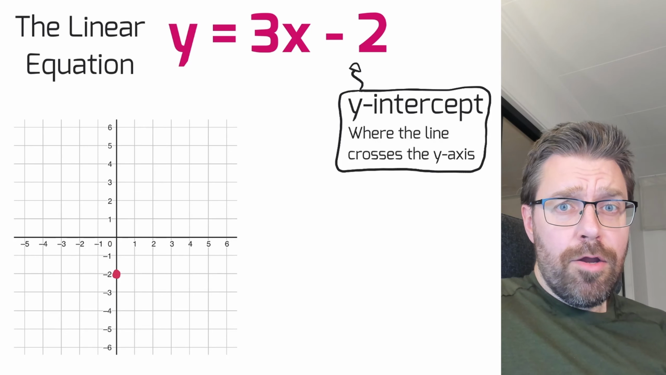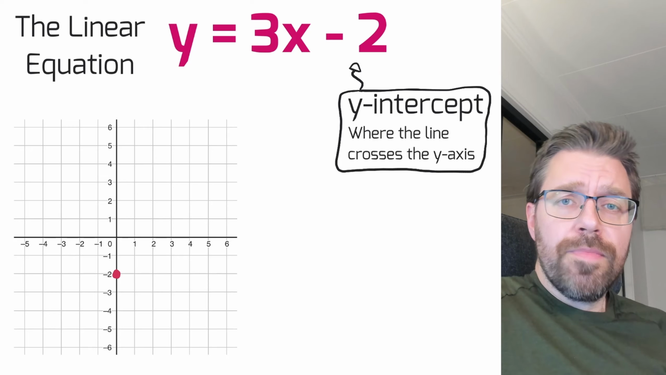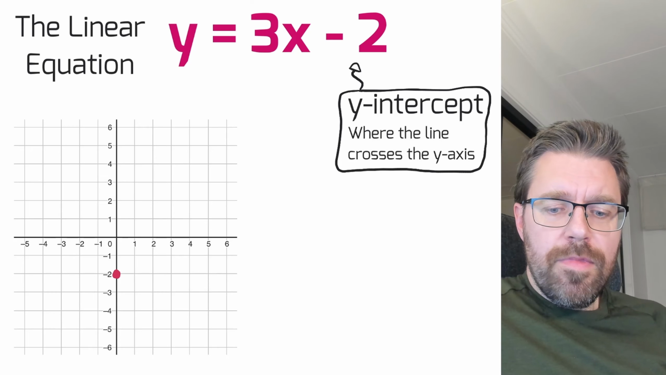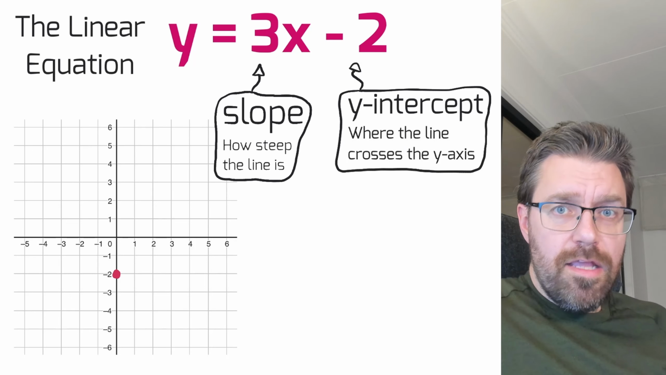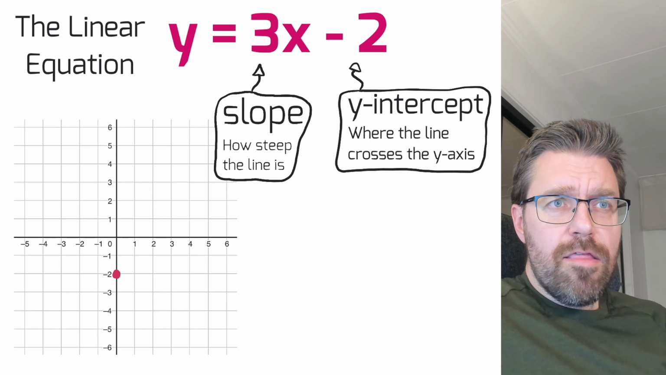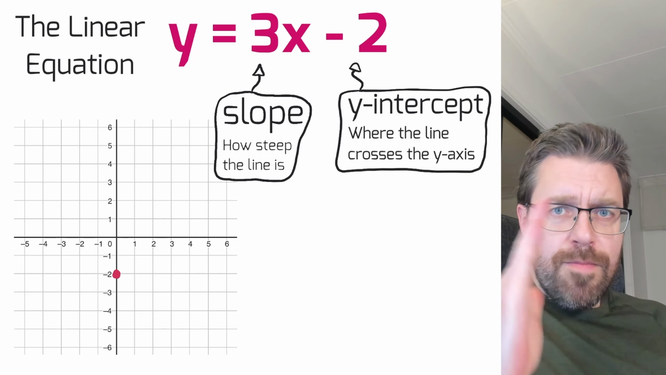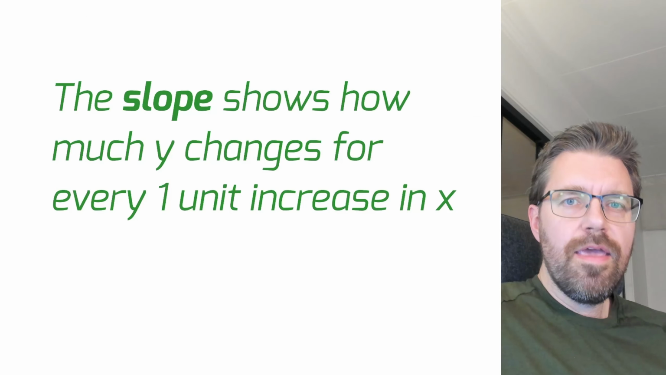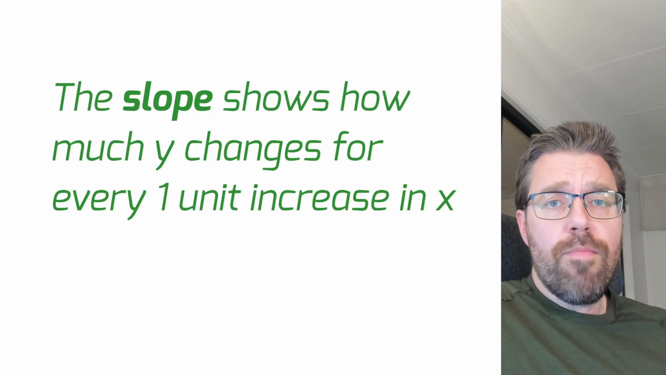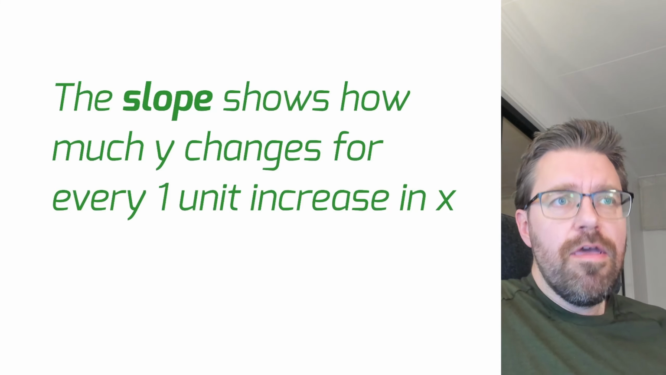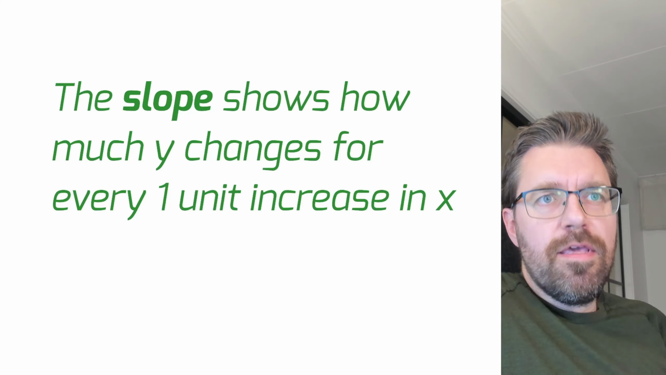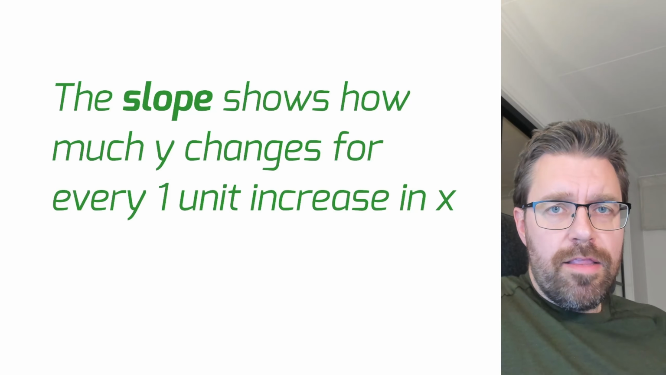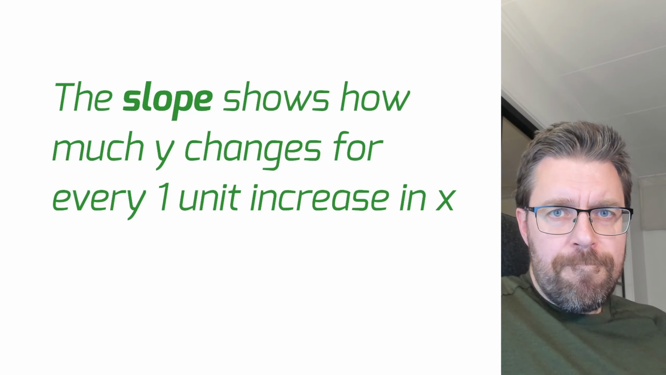The next thing I'm going to do is to look at the slope, and it is always the number that x is multiplied with. So in this case it is the number 3. The slope tells us how steep the line is, if it's very steep or if it's not so steep. And the slope tells us how much y changes for every 1 unit increase in x. So for every step we go to the right on the x-axis.